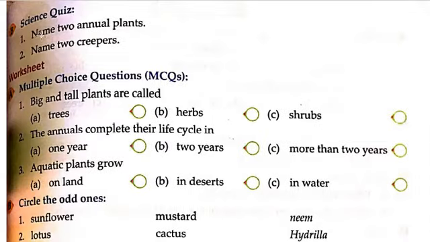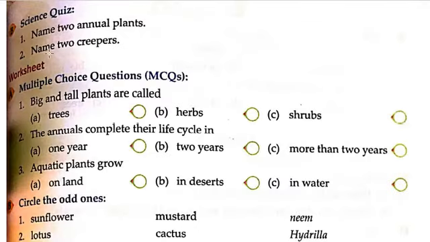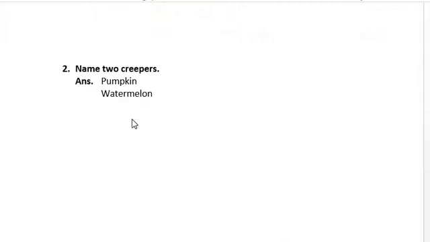Science quiz. Number 1. Name two annual plants. Two annual plants: sunflower plant, marigold plant. 2. Name two creepers. Pumpkin, watermelon.